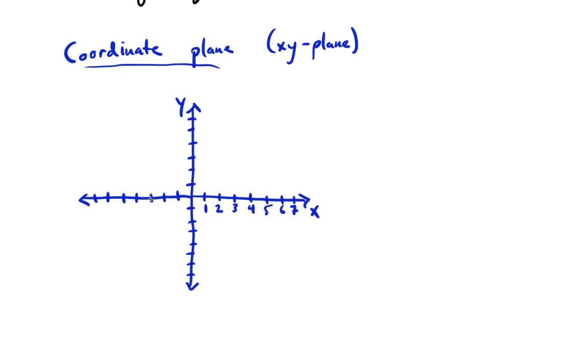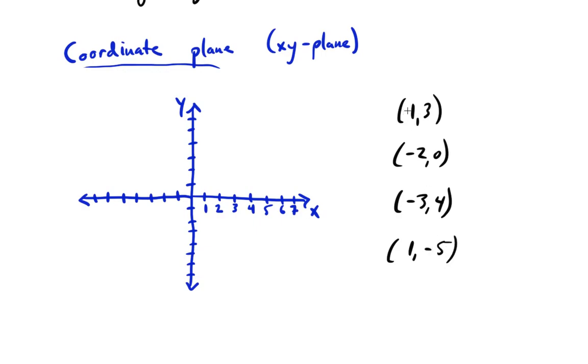So you've got your horizontal axis, that's the x-axis, and your vertical axis, which is the y-axis. And if you want to graph points, let's just choose a few: 1, 3; -2, 0; -3, 4; and 1, -5. So let's start with 1, 3. So you always get x comma y when you're dealing with ordered pairs. That's what these are called. So the first number represents the x value and the second number represents the y value.